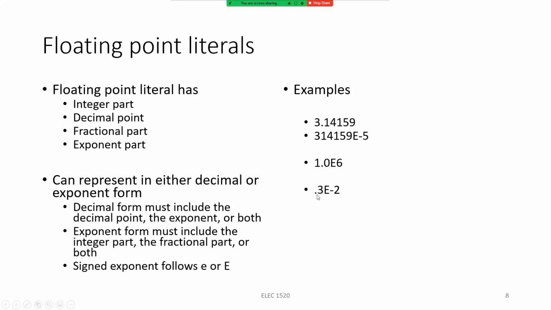In this example here, you don't necessarily have to write the integer to the left of the decimal point. So instead of writing 0.3, we could write .3. And in this case, this is .3 times 10 to the minus 2. So it's just another way of writing these floating point numbers. Remember, floating point numbers have a decimal point in them.